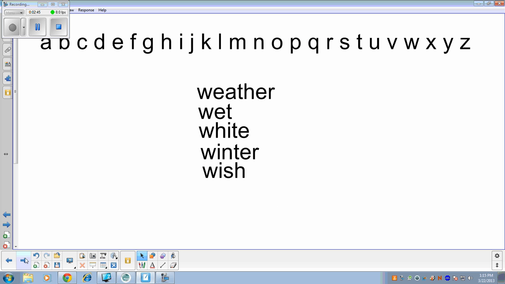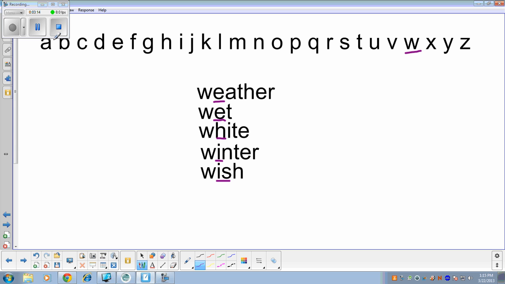Now it's going to get a bit trickier when I have to look at the whole word. So I have 5 words here that are weather, wet, white, winter, and wish. So it's not so easy. I can't just go straight down my alphabet and say, okay, they all begin with W, so they are in alphabetical order. What I have to do is actually begin looking at the second letter in the word.